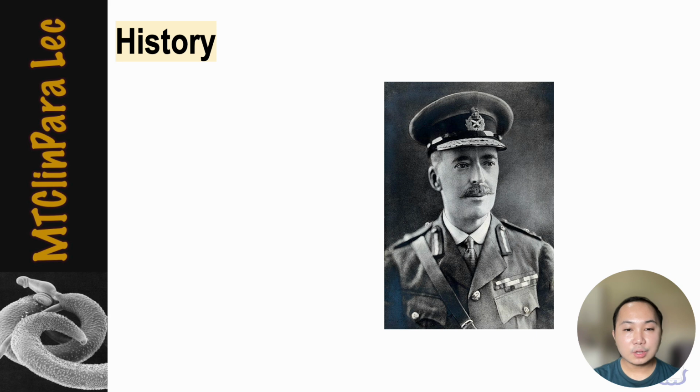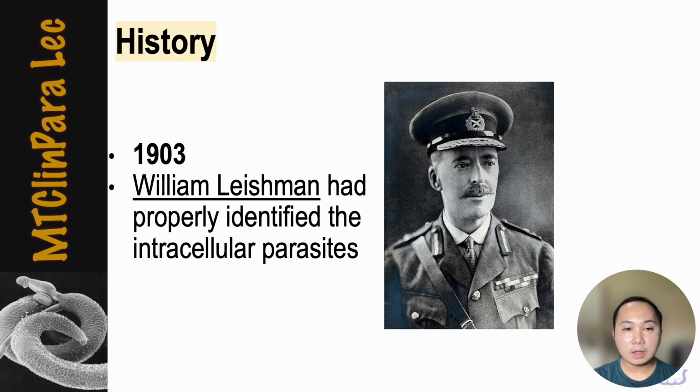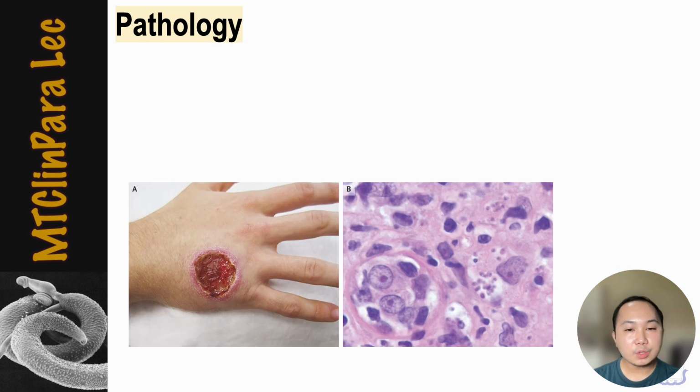So just a quick history check. In 1903, William Leishman was the first one to identify the intracellular Leishmania. So based on his surname, the identity of our Leishmania species was established. So now let's move on to the pathology of our Leishmania species.